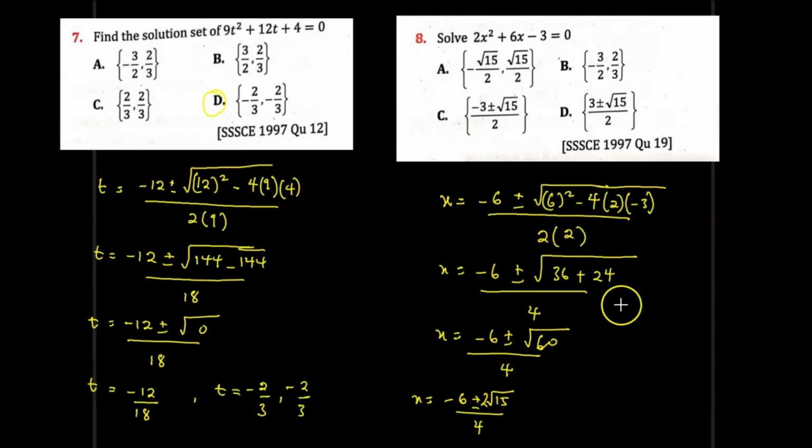Now let me just create a space here to simplify it further. So 2 root of 15 plus or minus of negative 6, we are going to have two answers to this. So we have x equal to minus 6 plus 2 root of 15, all divided by 4, for which we are going to factorize out 2.